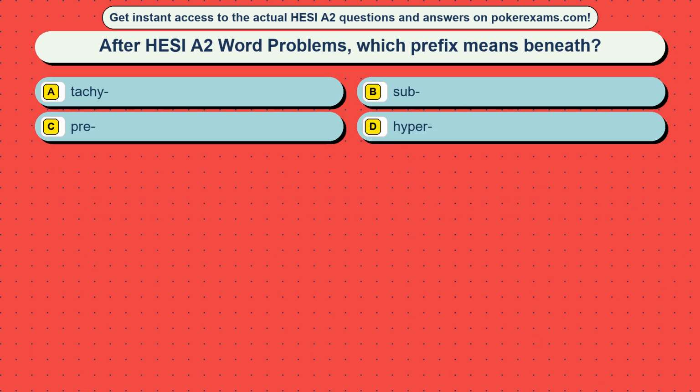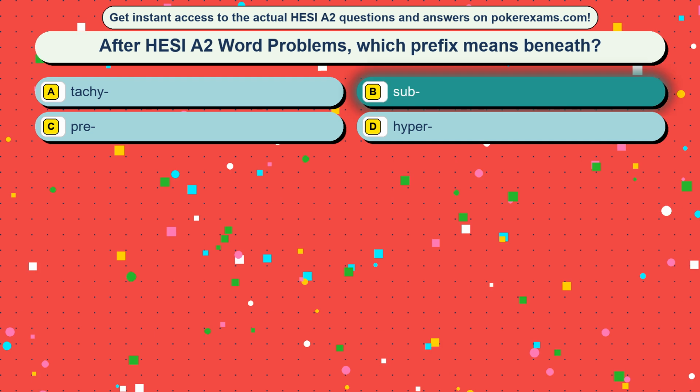Question 16. After HESI A2 Word Problems, which prefix means beneath? Option A, tacky. Option B, sub. Option C, pre. Option D, hyper. The correct answer is option B, sub.